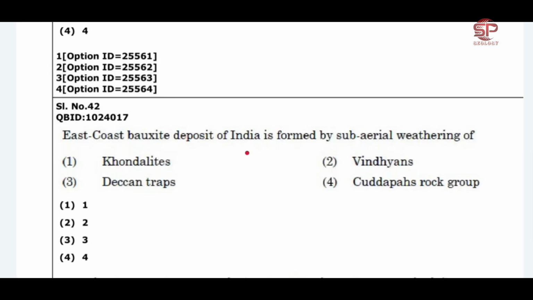The East Coast bauxite deposit in India is formed by subaerial weathering. First thing, bauxite can form from any type of rock by weathering. So any type of rock can be a parent rock of bauxite. If we are talking about the East Coast, there is the Eastern Ghat Mobile Belt, which is rich in khondalite. So the East Coast bauxite deposit has its source from khondalite.